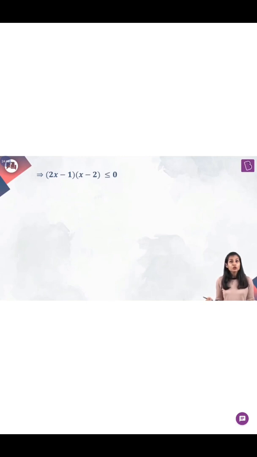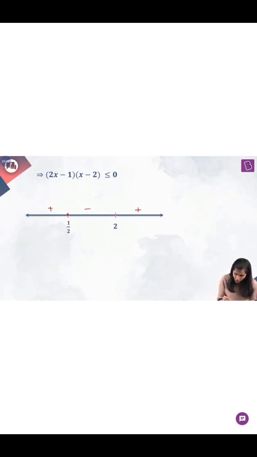Now, obvious next step is to use your wavy curve method, isn't it? So on your real line, I am going to plot the critical points. One is x equals half and one is x equals 2. And now, wavy curve method: plus, minus, plus. What about the critical points? Because it is less than or equal to 0, both the critical points will be included in my solution set. I want less than or equal to 0, so I'll have closed interval half to 2 coming over here.